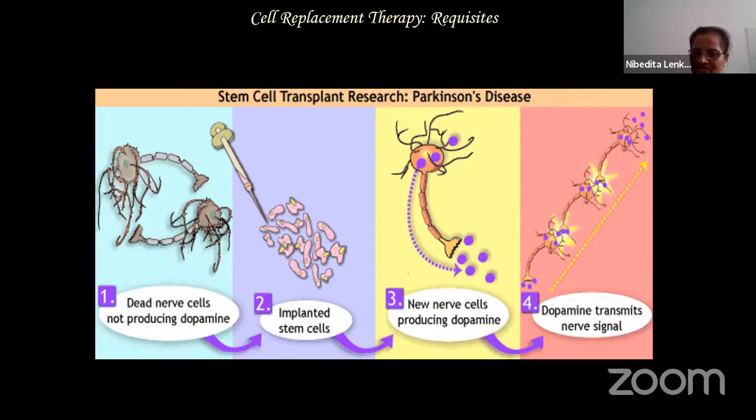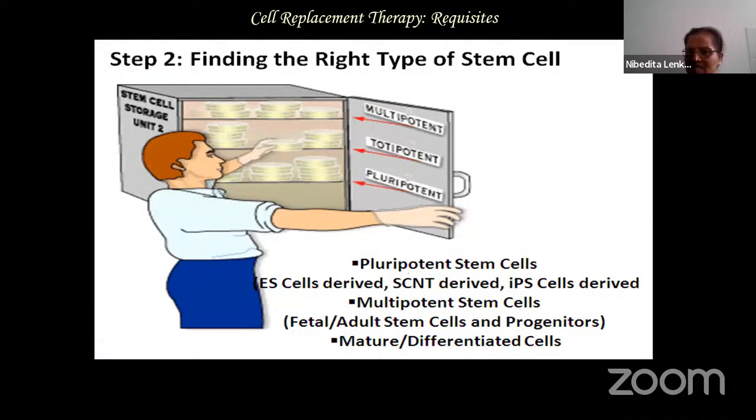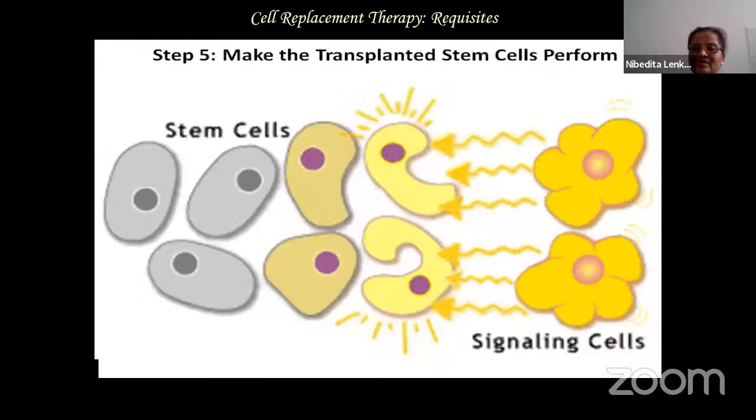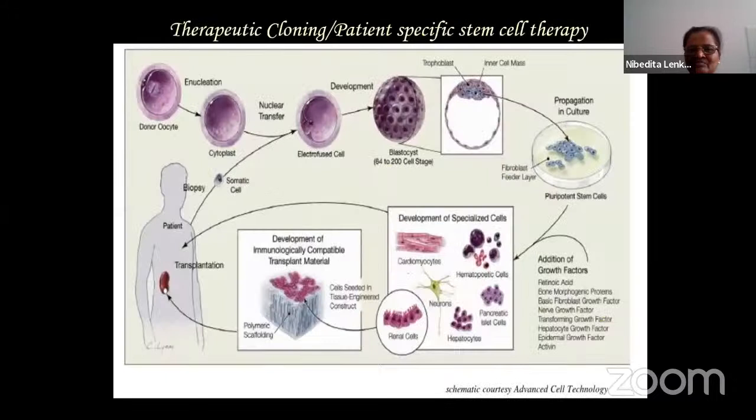But first, what stem cells or what cells would you select for any cell replacement therapy? Whether pluripotent, multipotent, or unipotent. Then once you select, there should be matching, because there should not be any graft rejection. Once you do that, you also have to implant in the right place. Then whether those are functional or not. So these are different stages involved, which have come here in cartoon form.